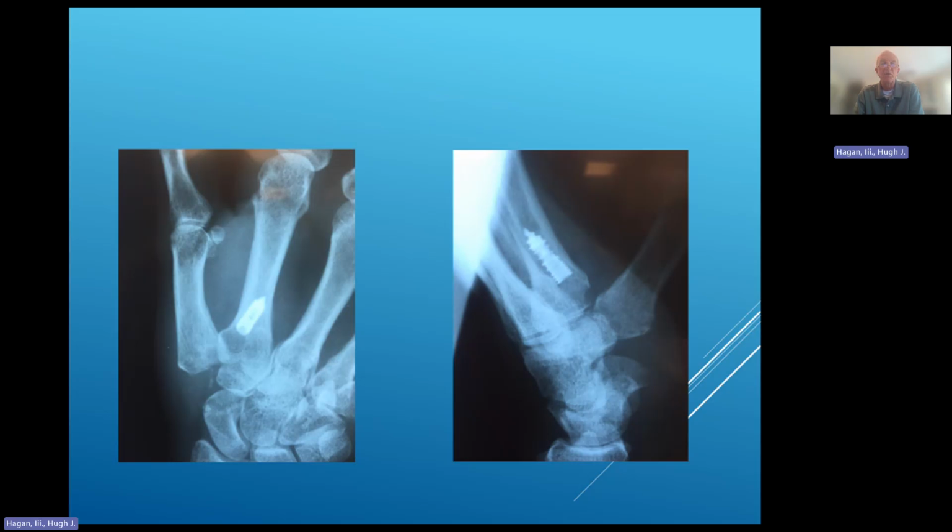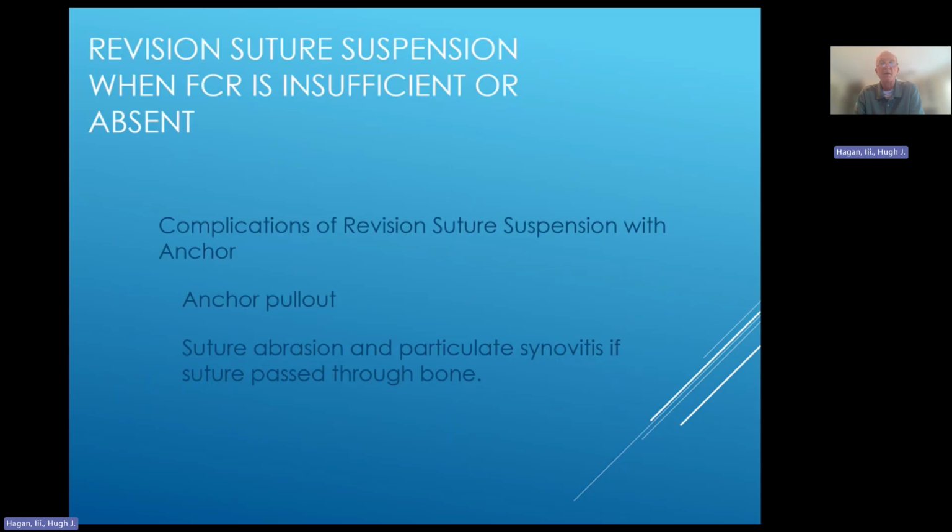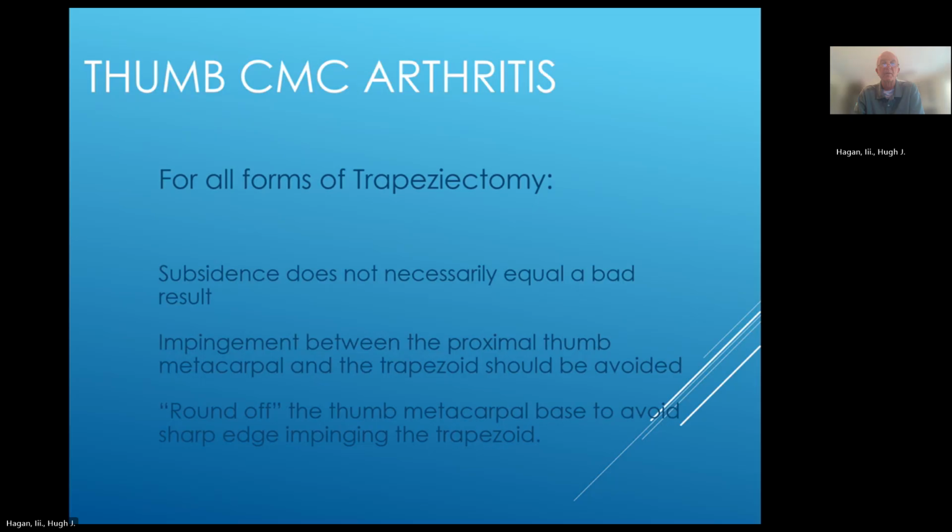This provides very stable reconstruction. And much like the other suture suspension, you can move a patient relatively quickly. So complications with this include anchor pullout, which I've seen once, and suture abrasion and particulate synovitis if you run it through the bone. So make sure the person's not too osteoporotic to do it. Make sure you have a good bite in the bone and make sure you don't run it through the bone.